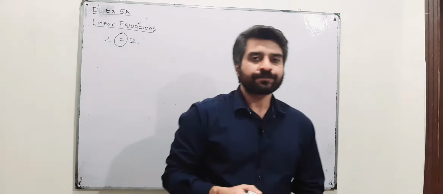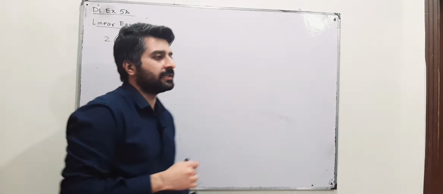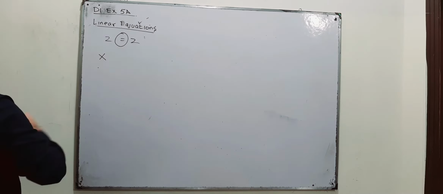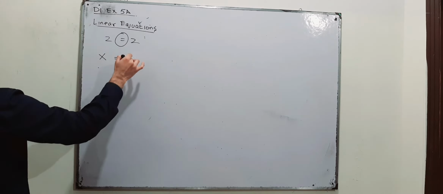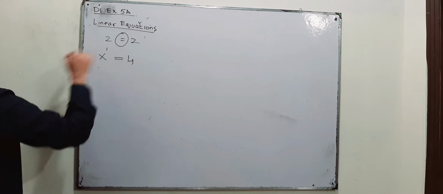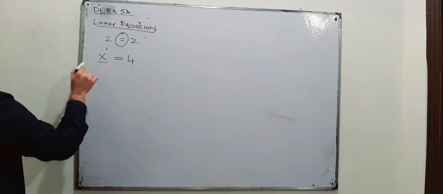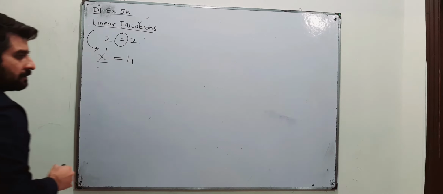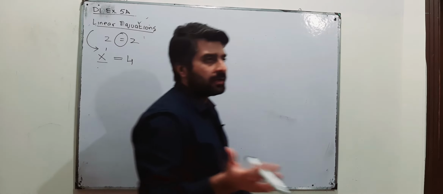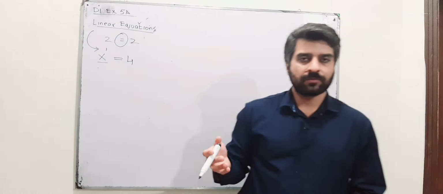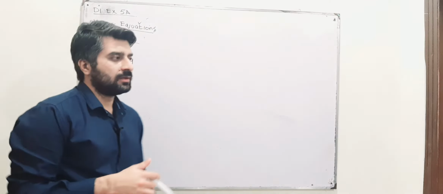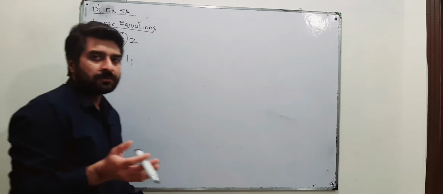Next one is linear. Linear is basically an equation in which you have a variable and the power of the variable is 1. Here the variable is x and its power is 1. So linear is an equation in which your variable has maximum power 1, and if the power exceeds, then it will not be linear, obviously.